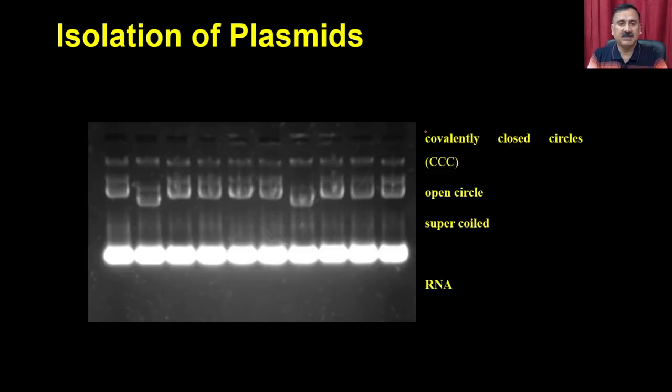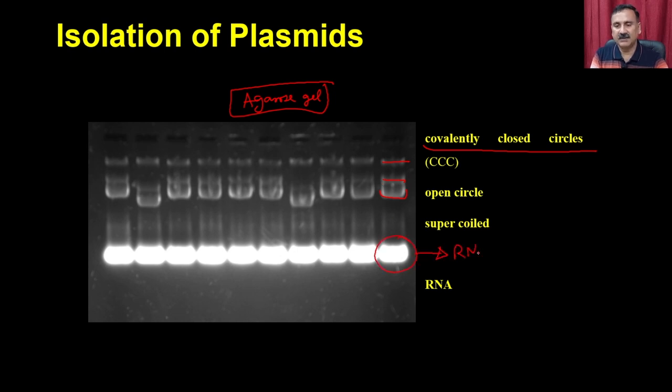Once you isolate the plasmid and analyze it on an agarose gel, you are going to see the classical three different forms. You are going to see the covalently closed circular DNA, the open circular DNA, and the supercoiled DNA. And what you see here is the RNA which is also present, because when we did this experiment, we did not remove the RNA.